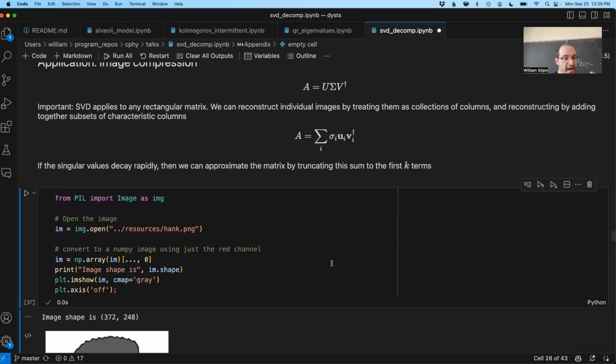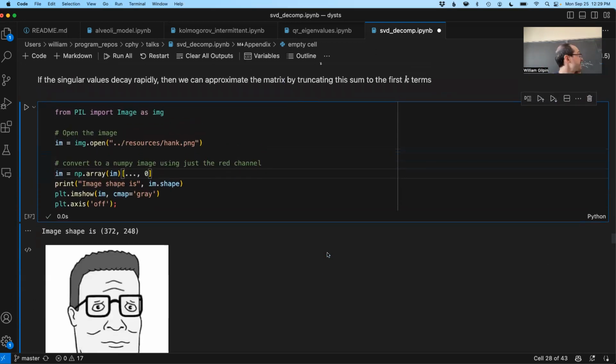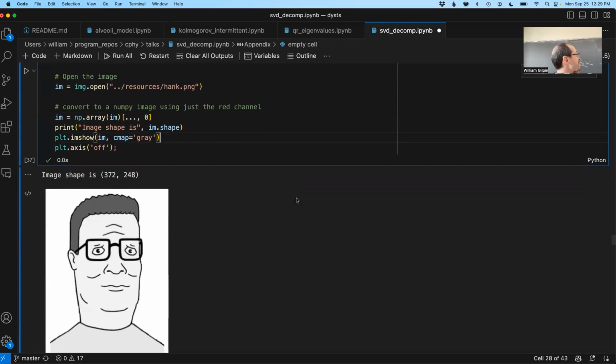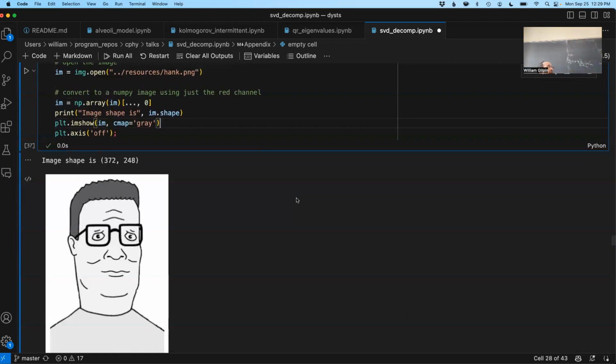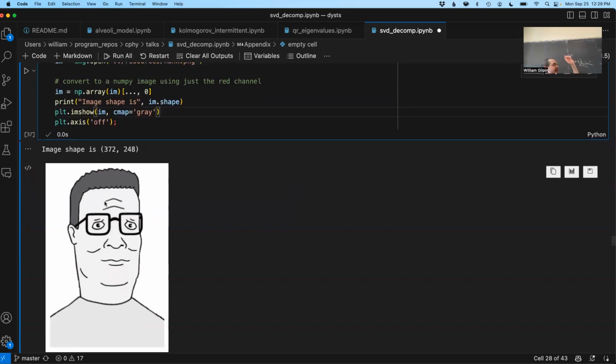So the way this is going to work is I'm going to use an example that I think is very Texan. This is an image of Hank Hill. I don't know, maybe this is too old for the class. And this image is implicitly a matrix where every value is between 0 and 1. So it's just a grayscale image.